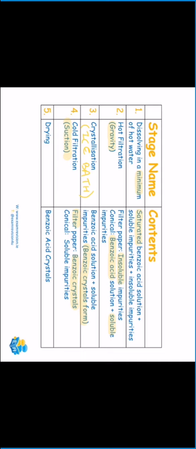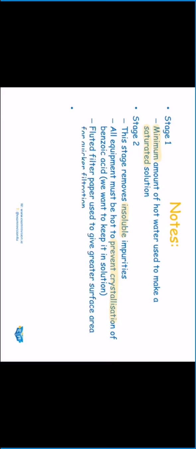So let's look at these stages now in a little bit more detail to reinforce what I've said here. As I've said already, in stage 1 we ensure we use a minimum amount of hot water because we want a saturated solution. And we use hot water because we want to ensure that our crystals remain in solution. Stage 2 removes the insoluble impurities that are present, and all equipment must be hot to prevent the crystallization of the benzoic acid. We want to keep our benzoic acid in solution.